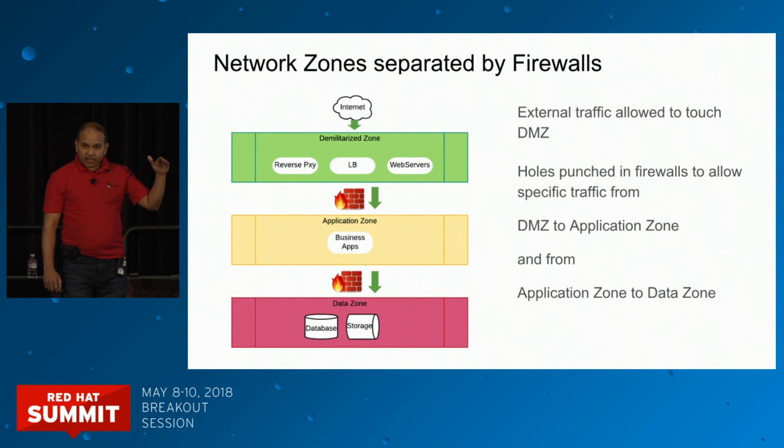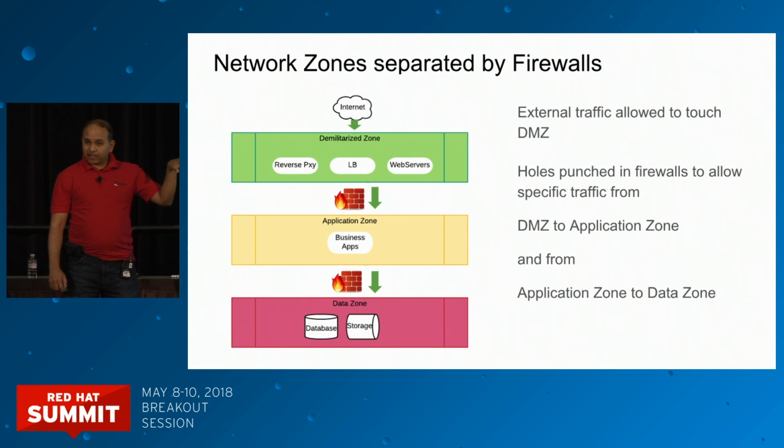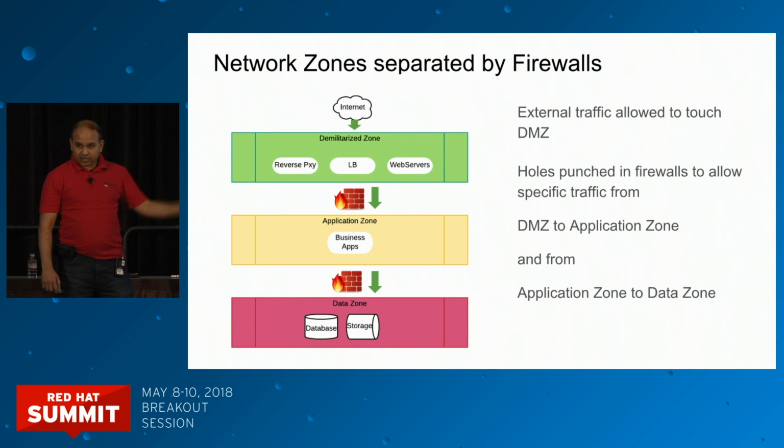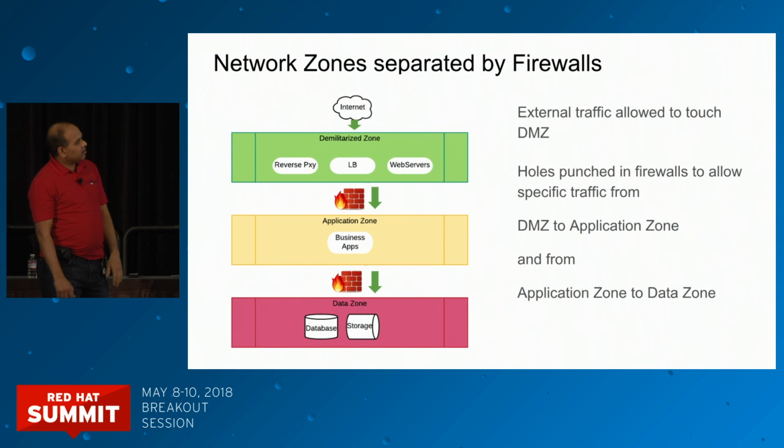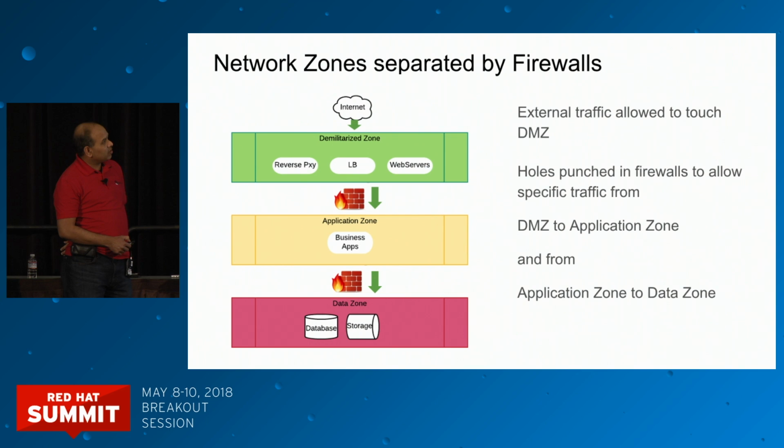And then there will be a firewall, and your application zone is firewall protected. This is just an example. You might have more than this, right? And maybe there will be a data zone where your data is hosted, which is again firewall protected. There is a double firewall. Now, holes are punched in these firewalls to allow traffic coming only from the DMZ to the app zone, and only from the app zone to the data zone.